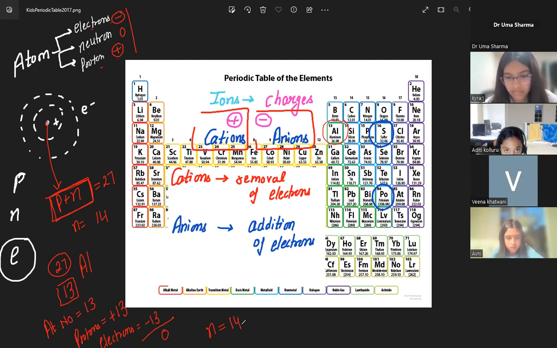Now, before you enter the class, I introduced these girls to the word ions. Ions means charged atoms. Atoms with charges on them. Charged atoms. Like right now, these atoms are neutral.